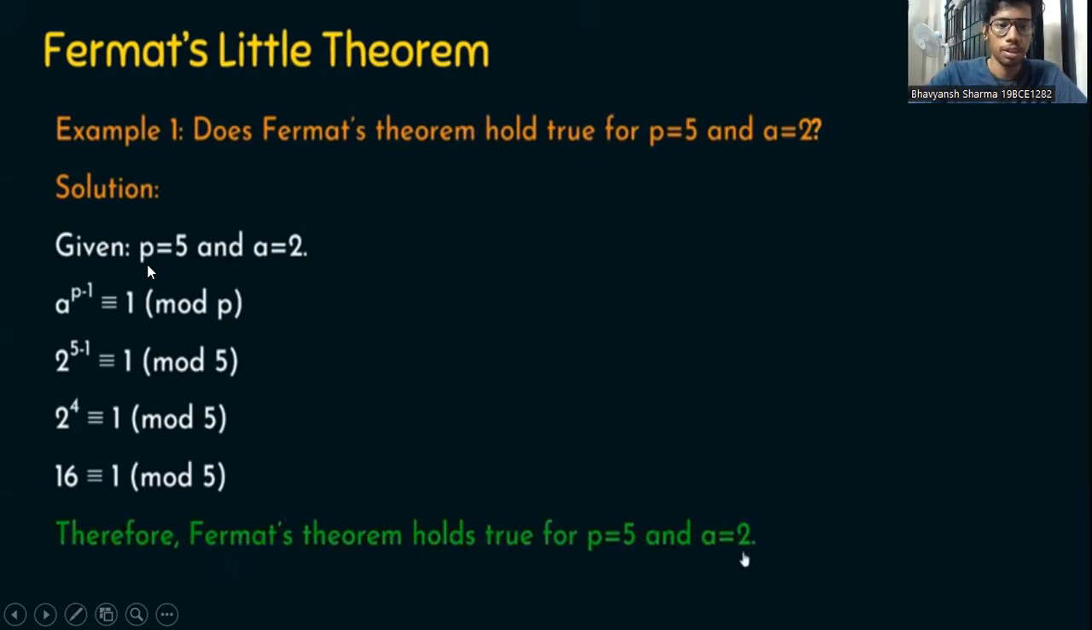Let's do it. Given P equal to 5 and A equal to 2, A to the power P minus 1 is congruent to 1 mod P by the definition of Fermat's theorem. So 2 to the power 5 minus 1 gives us 2 to the power 4, and taking it modulo 5, that is 16 mod 5, gives us 1. So we prove that Fermat's theorem holds true for P equal to 5 and A equal to 2.